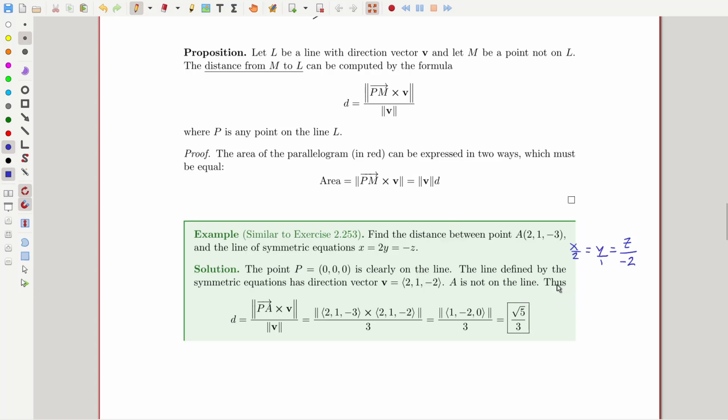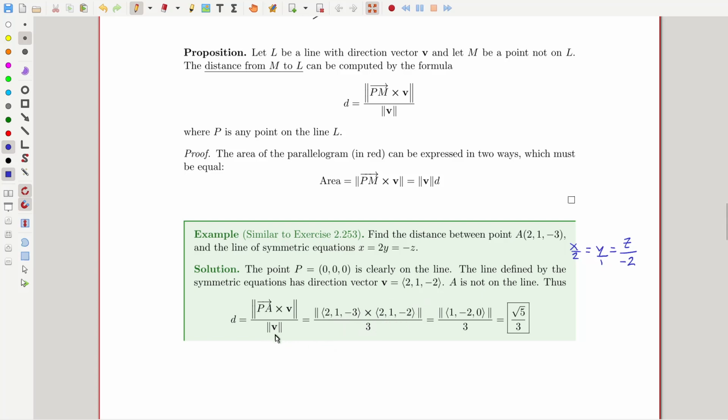So we go ahead and compute that. M in the formula is the point A that is off the line, and the point P is 0, 0, 0. So we construct the vector from P to A, doing A minus P, which gives you the vector 2, 1, minus 3. Easy to compute. And then the vector v is 2, 1, minus 2. We take the cross product.